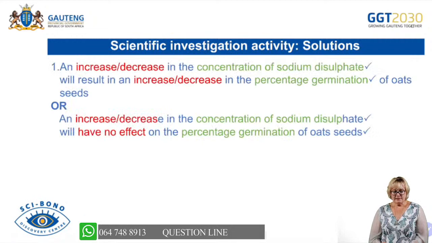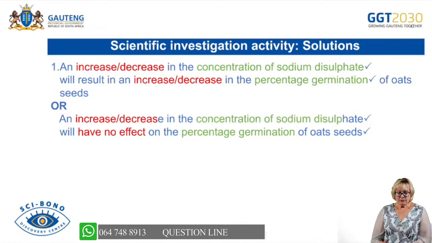Let's look at our answers. Remember, first one, our hypothesis. An increase or a decrease in the concentration of sodium disulfate will result in an increase or a decrease in the percentage germination of the oat seed. Right, that's a possible answer for the hypothesis.